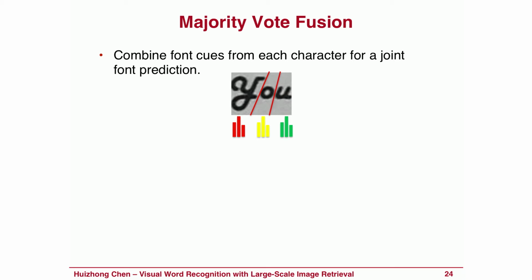As for the third step, we wish to combine the font information from all the characters to make a font prediction. A baseline method is the majority voting scheme. We use a toy example to illustrate this idea. Given a word patch, we extract features from segmented characters. We then perform a character retrieval by comparing against a database of character patches that are shown in different fonts.